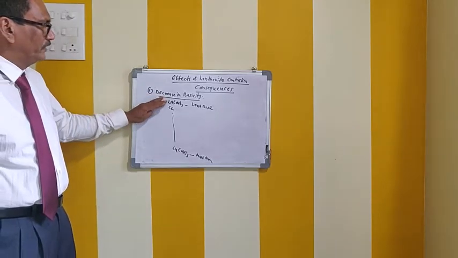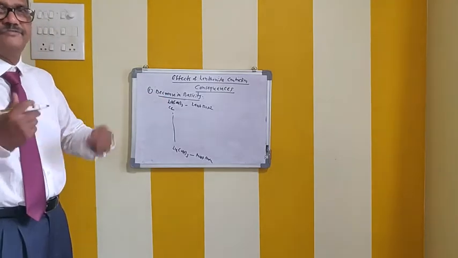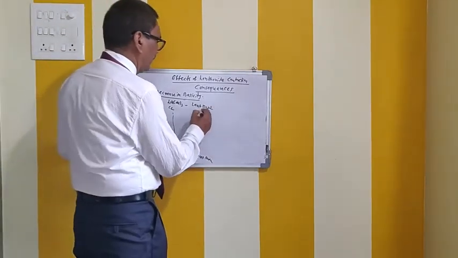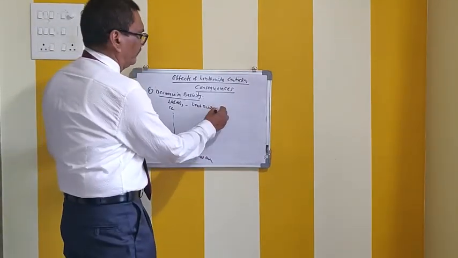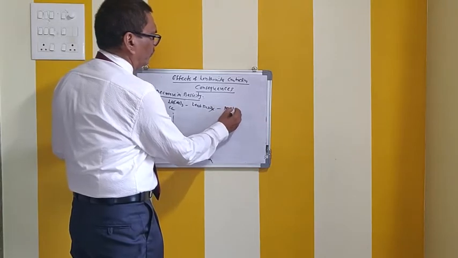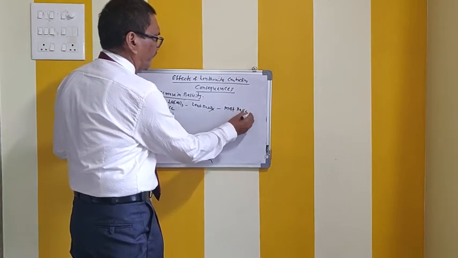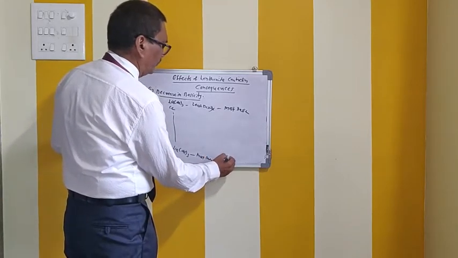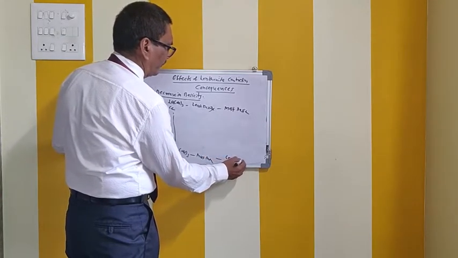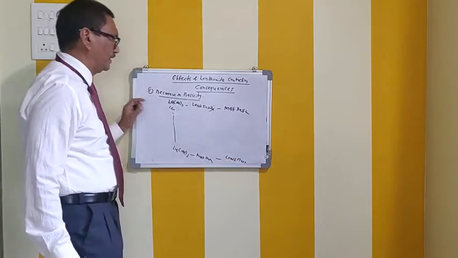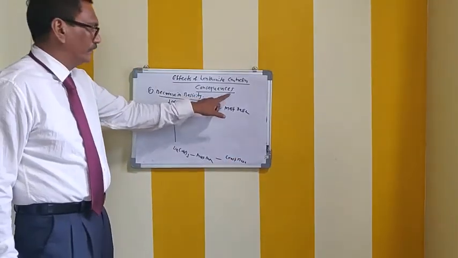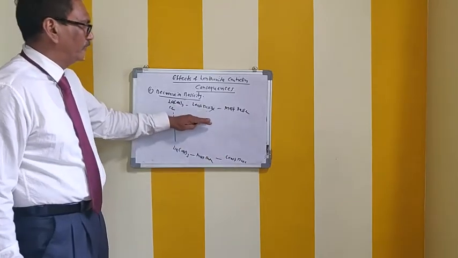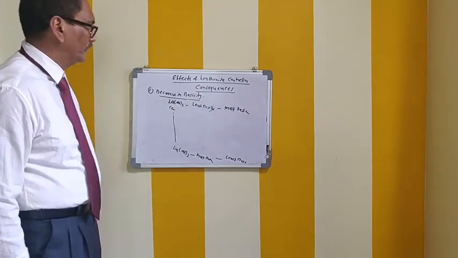But what happened here? The trend is totally reversed, and we observe that lanthanum hydroxide is not the least basic; it is found to be the most basic hydroxide. And lutetium hydroxide is found to be the least basic hydroxide. That is why basicity decreases from lanthanum to lutetium due to the effect of lanthanide contraction.